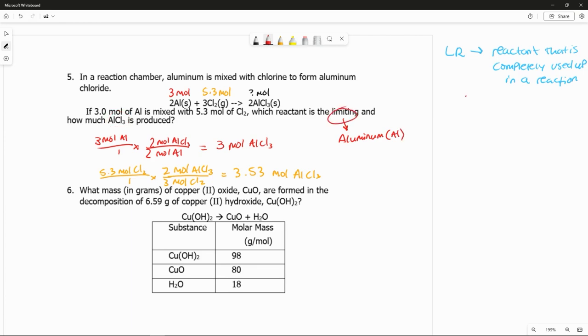Since we know that the limiting reactant is aluminum, we know that this 3.53 mole yield of AlCl3 is impossible, because aluminum is restricting the total amount that you can get in the first place, which is going to be 3 moles of AlCl3. So that is our answer. Aluminum is the limiting reactant, and 3 moles of AlCl3 is the theoretical yield, the total maximum theoretical amount you could produce.